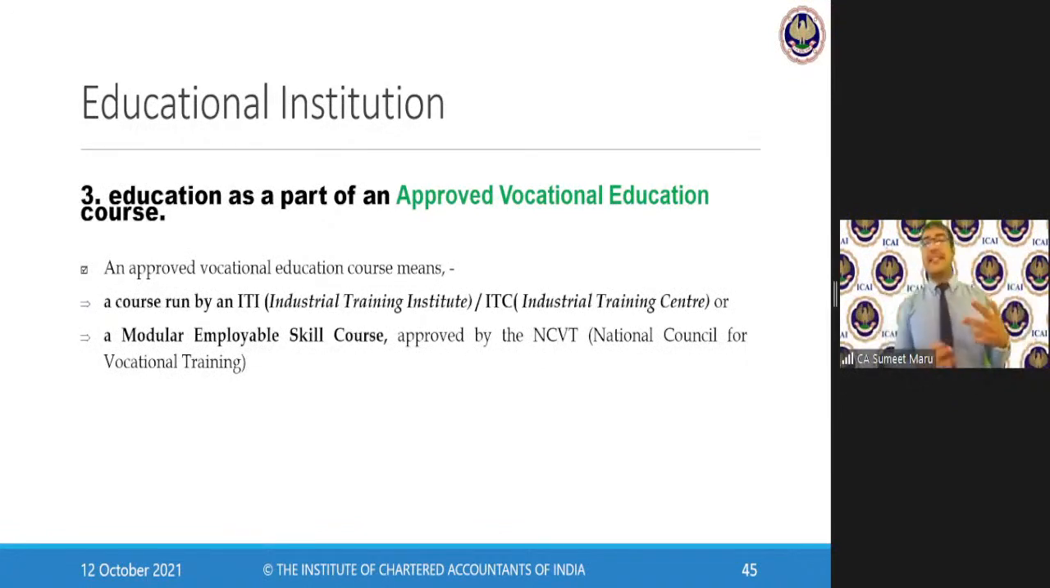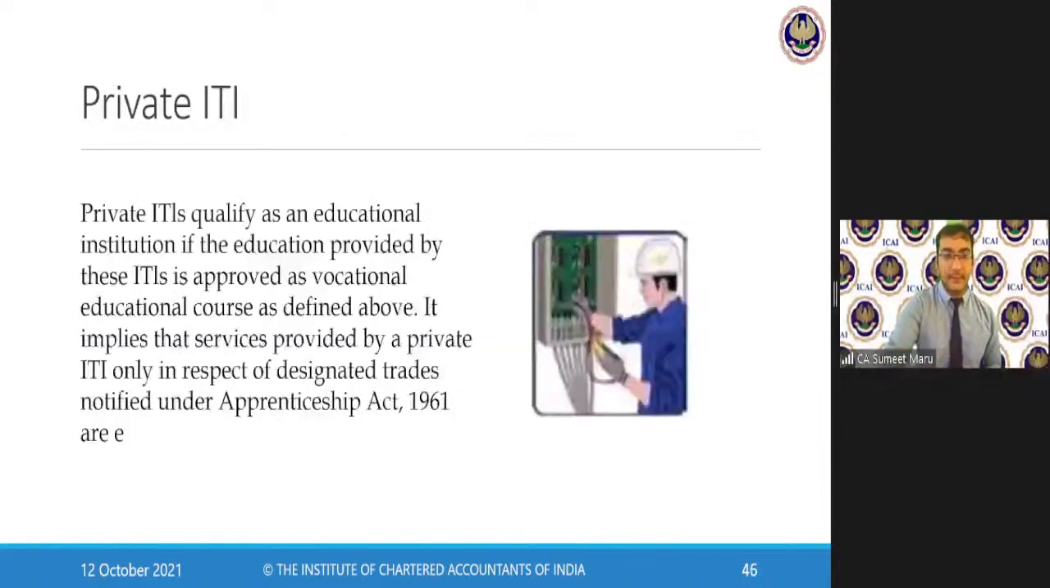See, pre-primary school to HSC was very clear to us. The qualification recognized by our Indian law is very clear to us. Third was approved vocational courses. So the question you would most likely have is about approved vocational courses. So courses run by ITI or ITC, and a modular employable skill course which is again approved by NCVT, National Council for Vocational Training. These will be known as your approved vocational courses.